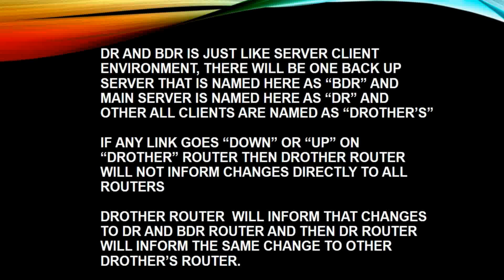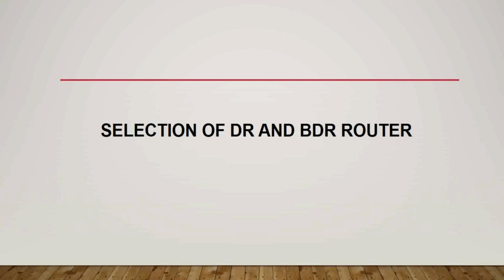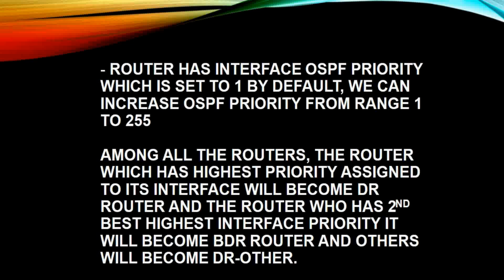Selection of DR and BDR router. A router interface has an OSPF priority which is set to 1 by default. We can increase the OSPF priority in the range 1 to 255. Among all the routers, the router which has the highest priority assigned to its interface will become the DR router, the router which has the second highest interface priority will become the BDR router, and others will become DROther.